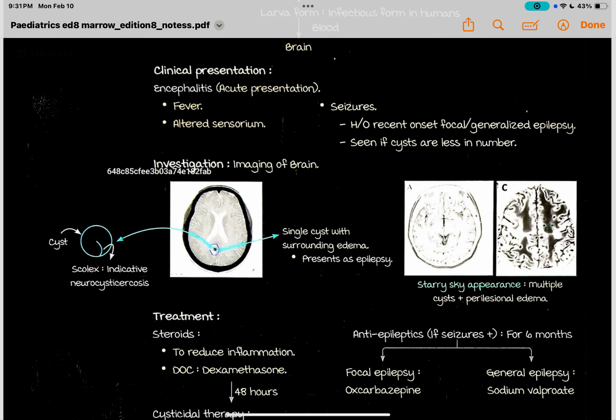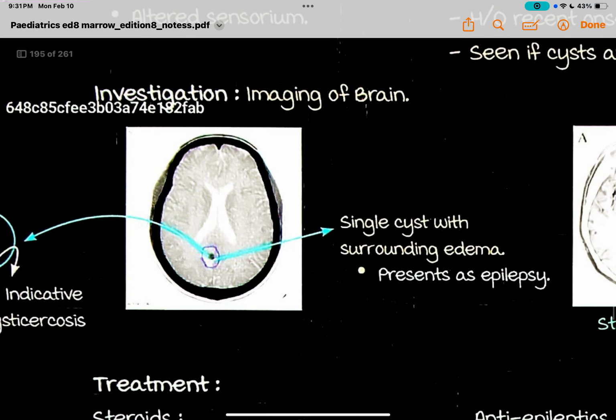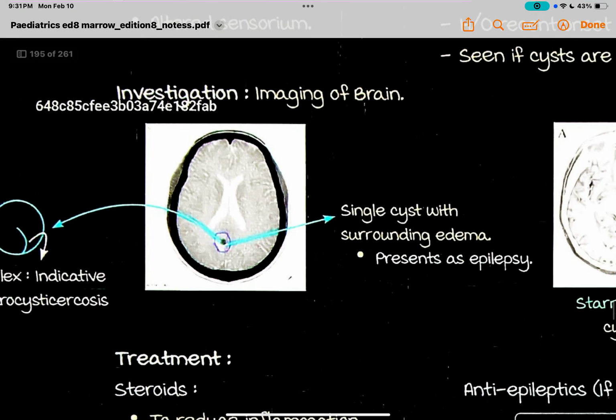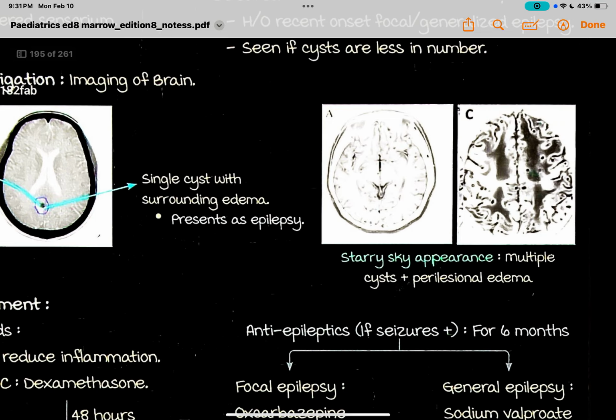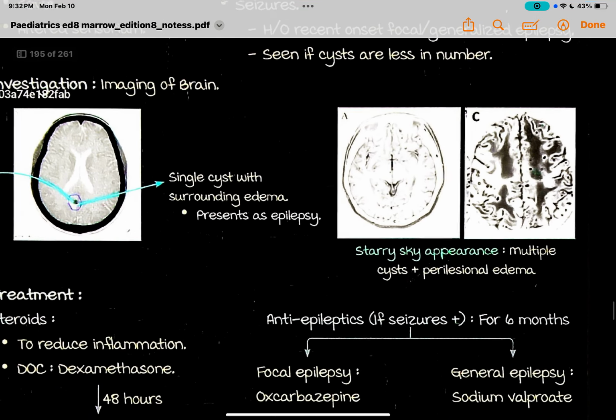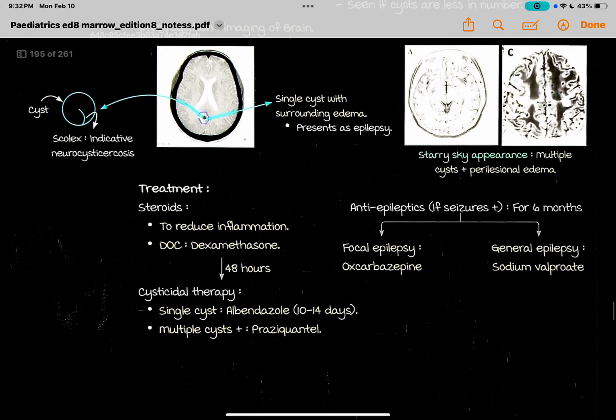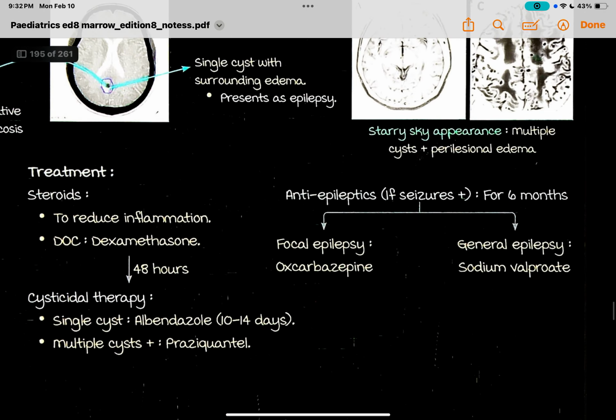Investigation: imaging of the brain. Here you can see the cyst and scolex. The scolex indicates that it is neurocysticercosis. A single cyst with surrounding edema presents as epilepsy. Multiple cysts with perilesional edema give a starry sky appearance. Steroids reduce inflammation; drug of choice is dexamethasone.